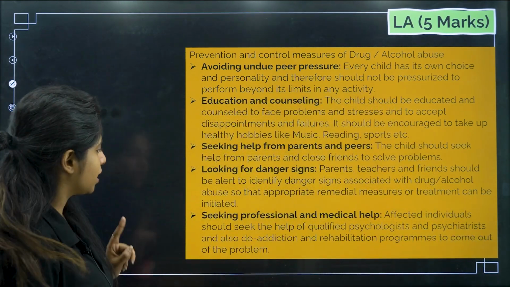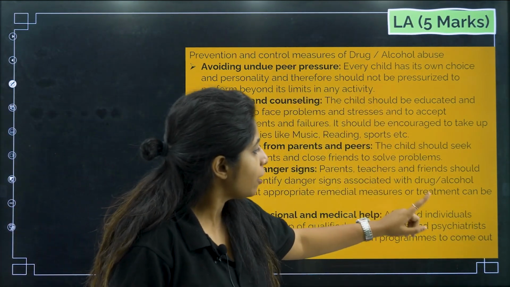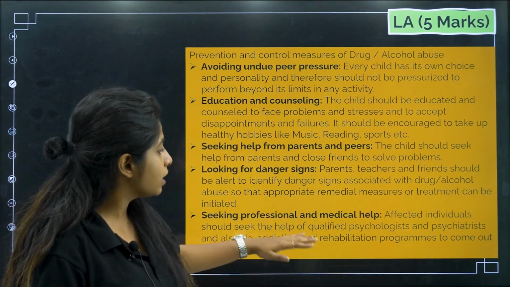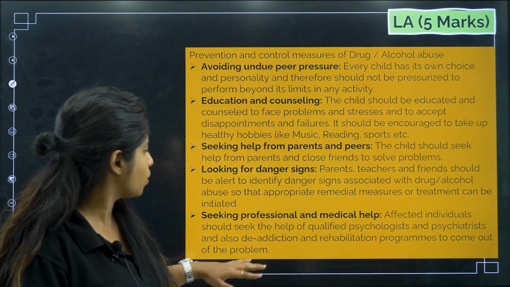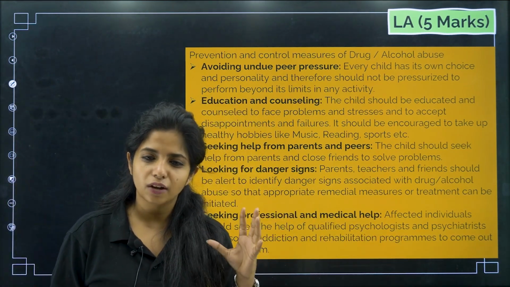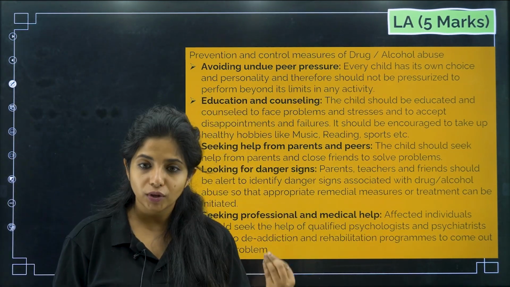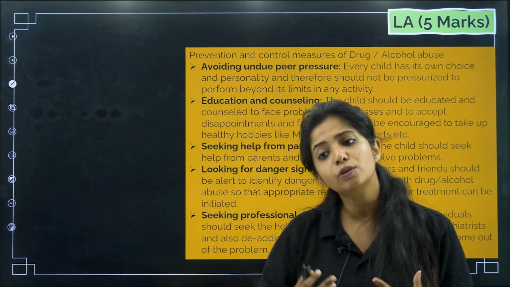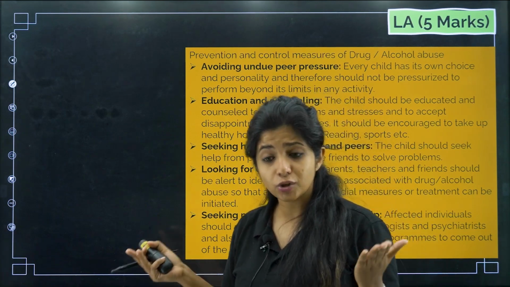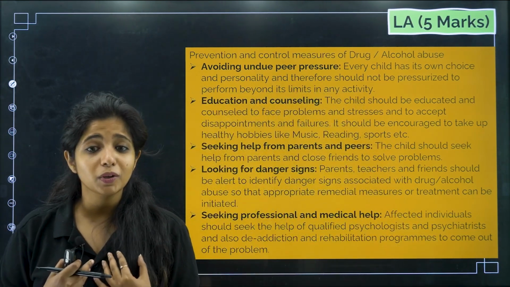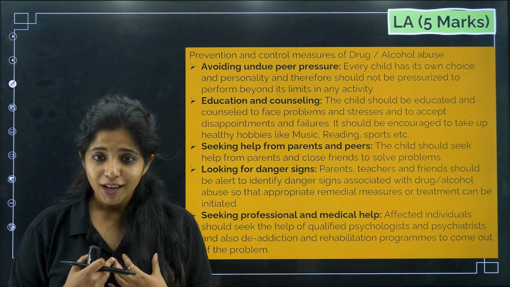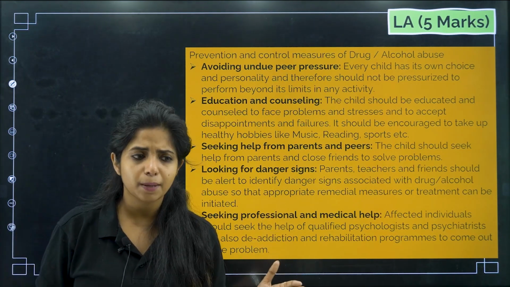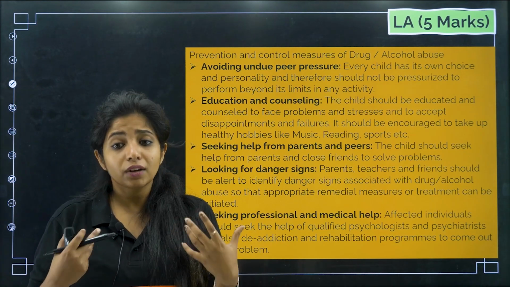Okay, so that is one thing. Now, seeking professional and medical help. Affected individuals should seek the help of qualified psychologists and psychiatrists, and also de-addiction and rehabilitation programs to come out of the problem. Yes, make it a really common thing to go to a psychologist and talk to them. I had children coming to me and talking about a lot of things. When I was not able to handle things, I used to send them to other people who were actually trained for this. Obviously, I'm just a human being. Emotionally, I can support to one level, but after a point of time, there are things that other human beings cannot do.